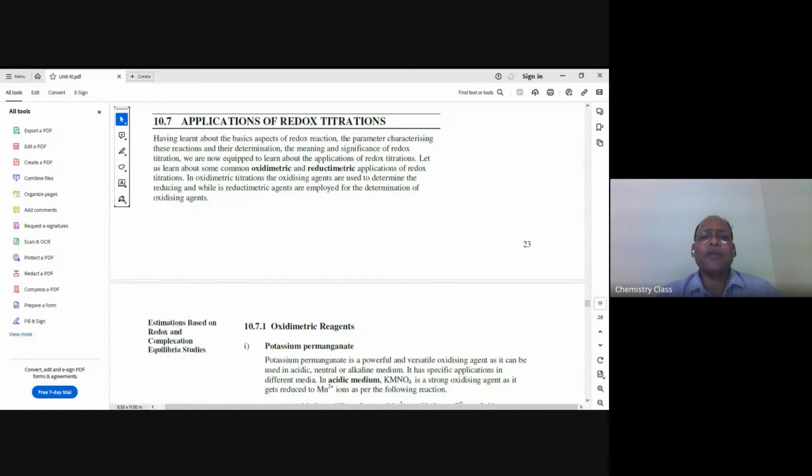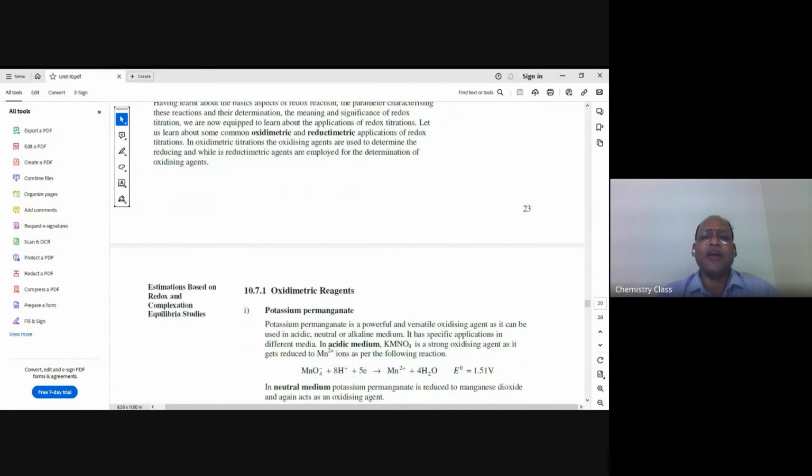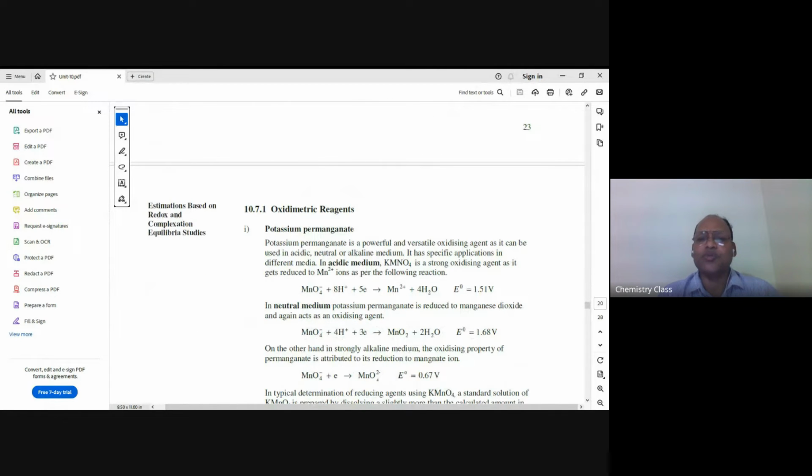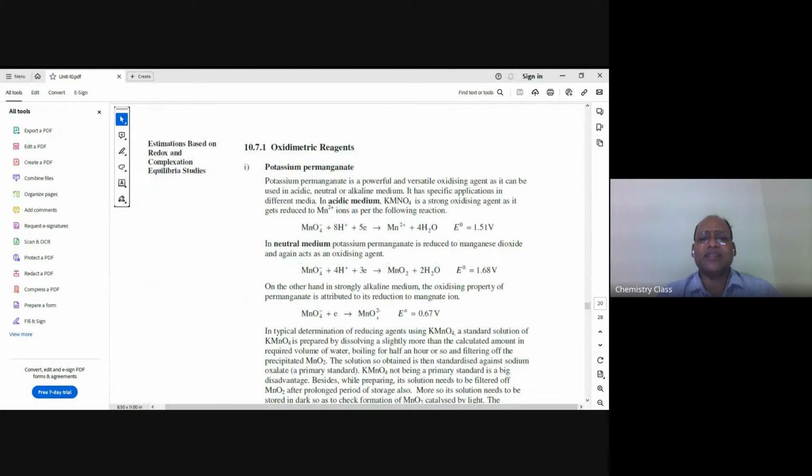Then the application of redox titration. This is an important area where you can use this. As an oxidimetric reagent, potassium permanganate. As you know, KMnO4 in acidic medium gives a redox reaction, because MnO4 minus goes to Mn2 plus. MnO4 minus plus 8H plus plus 5e gives rise to Mn2 plus plus 4H2O.